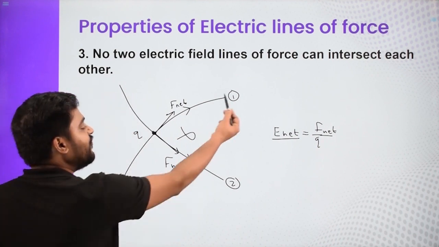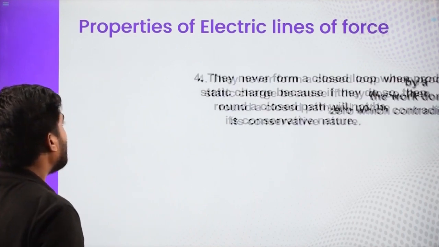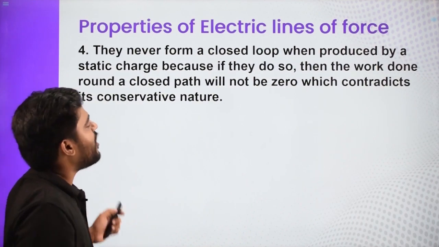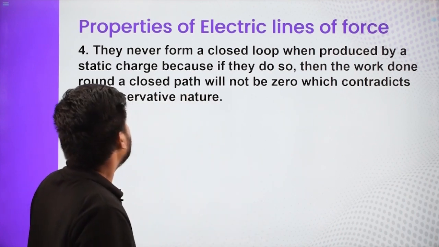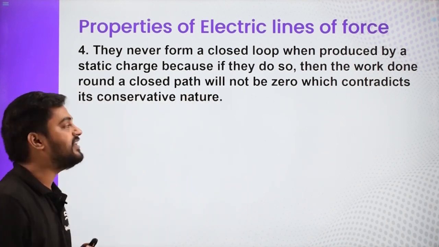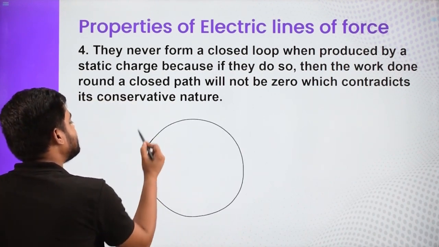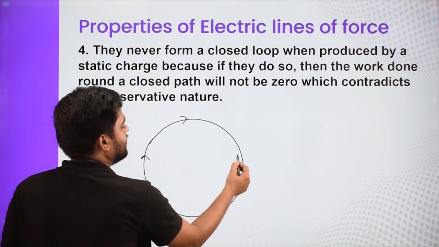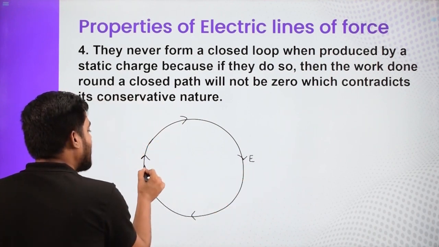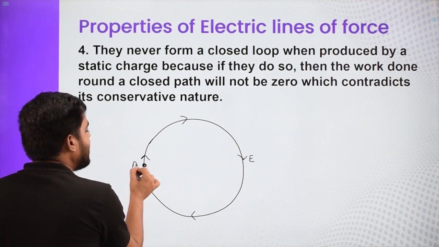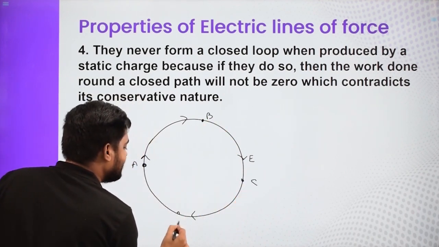So we'll say 2 field lines can never intersect each other. Now the next property is they never form a complete closed loop. What will happen if they form a complete closed path? Suppose there is an electric field line which is forming a complete closed loop. Now, if you slowly move a charge from point A to B, C and D and then back to A.